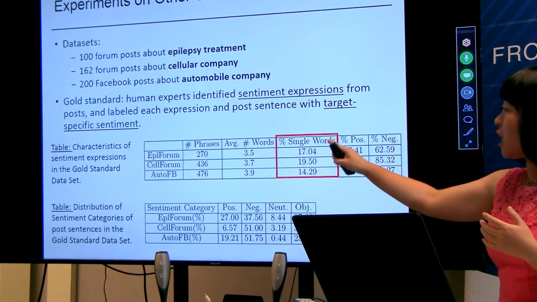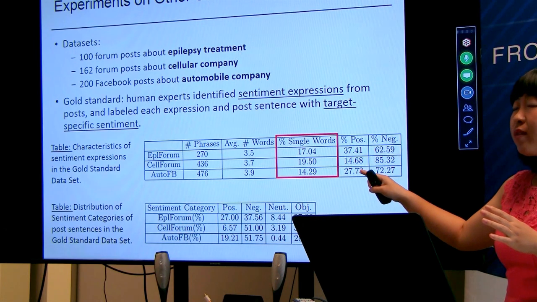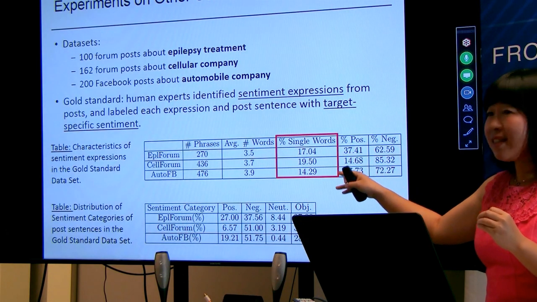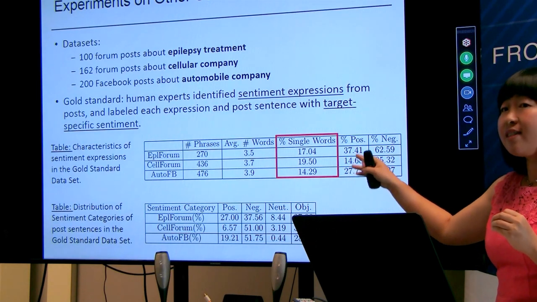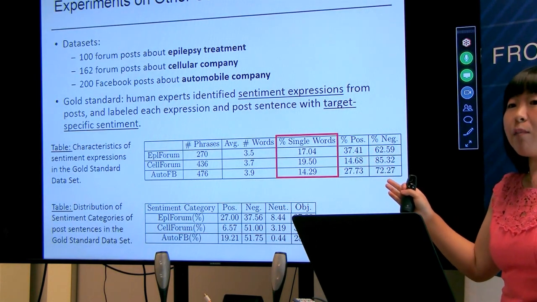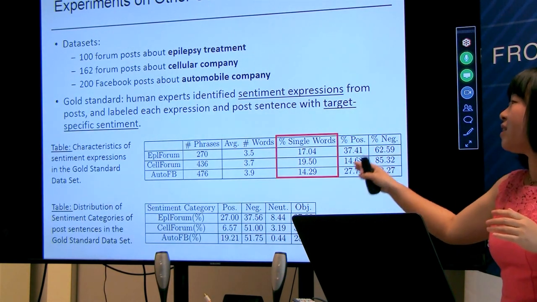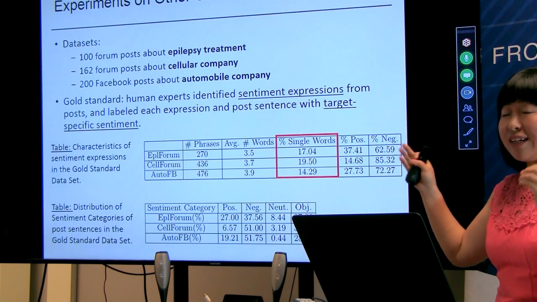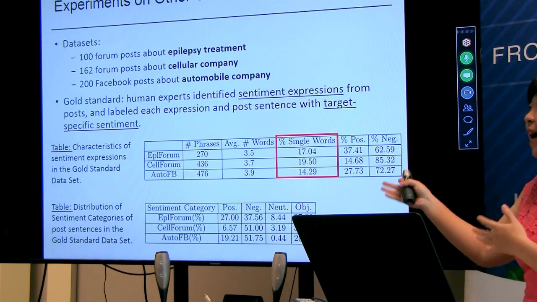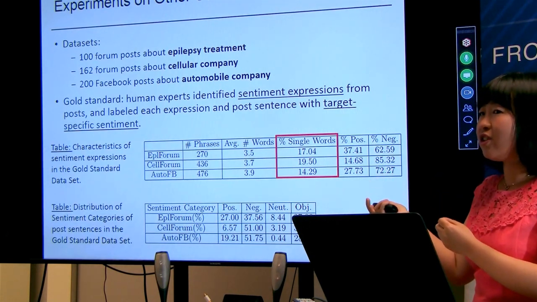Here, if we look at the gold standard, what is the distribution of sentiment expressions? We find that less than 20% of sentiment expressions are single words. If you still remember the Twitter dataset, there were more than 50 or even 70% that were single words. It indicates the importance of identifying multi-word phrases for this kind of data. But it also indicates that this could be very challenging.